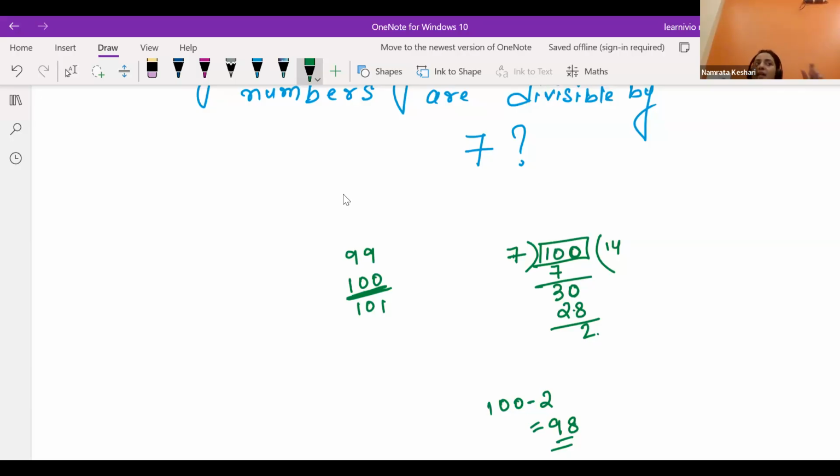ऐसा कौन सा पहला 3-digit नंबर है जो 7 से completely divisible है? तो हमारे माइंड में क्या आया कि फर्स्ट 3-digit नंबर इज 100. Okay, if we divide 100 by 7, remainder is coming 2. Is it possible that we just subtract 2 from 100 and get the first 3-digit number? So once we subtracted 2 from the 100, we got a 2-digit number, 98.